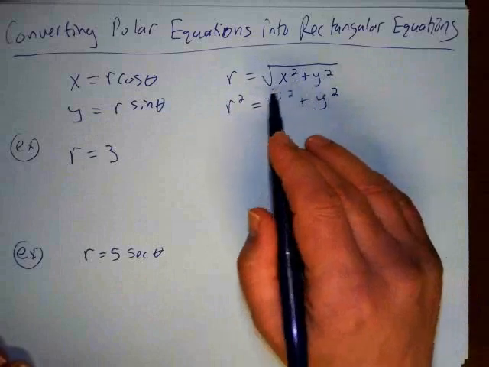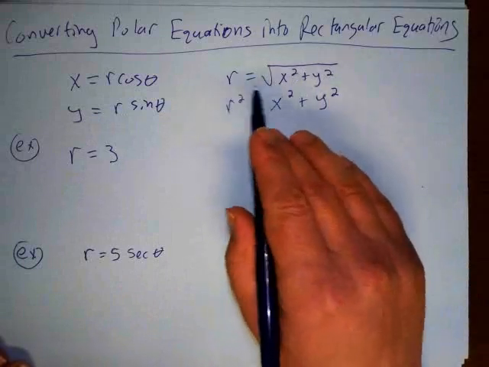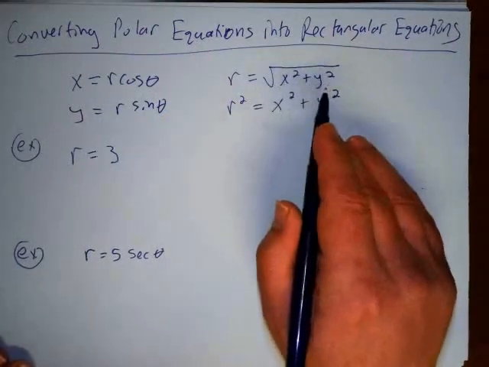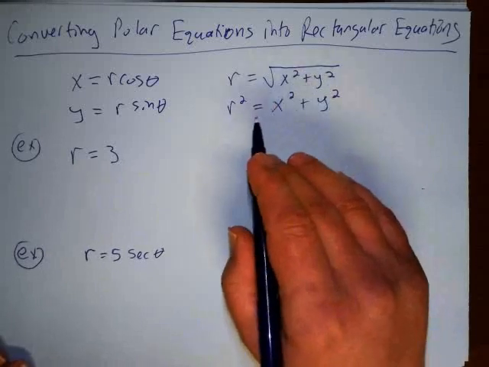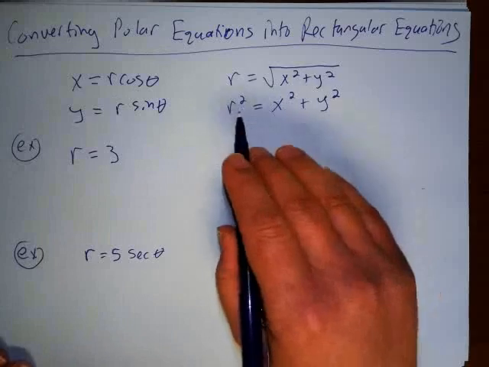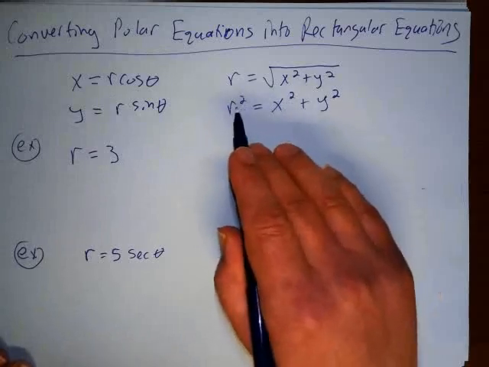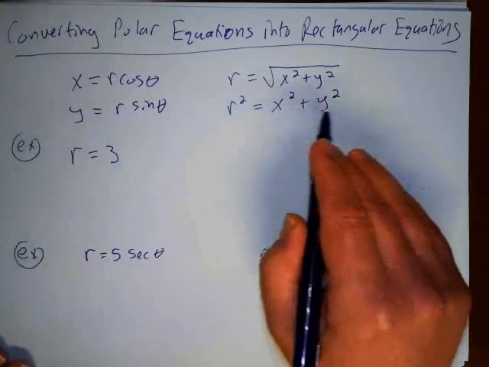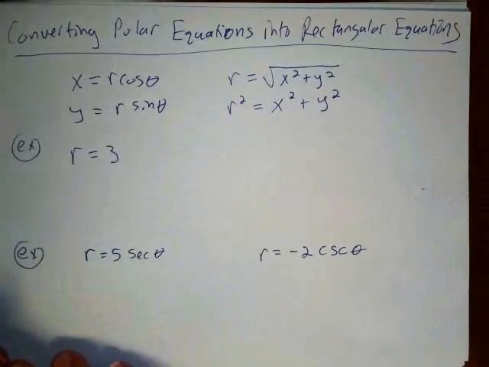Okay, and then if you have r by itself, it just becomes the square root of x squared plus y squared. And then if you have r squared in your formula, then that is just equal to x squared plus y squared.